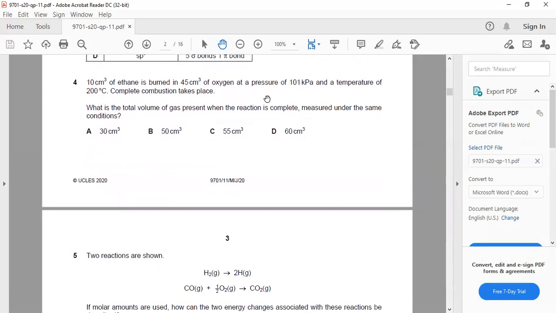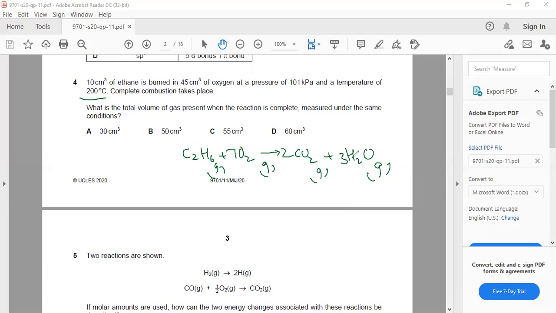4. 100 cm cube of ethane, ethane combustion equation. Okay, the combustion of ethane equation, just draw it. C2H6 plus O2, carbon dioxide plus steam. The temperature is 200 degrees Celsius, so water will be steam. It is not balanced. You have to balance it. 2, 4, and 3, 7, 7 by 2. For 1 mole, we can write 7 by 2.